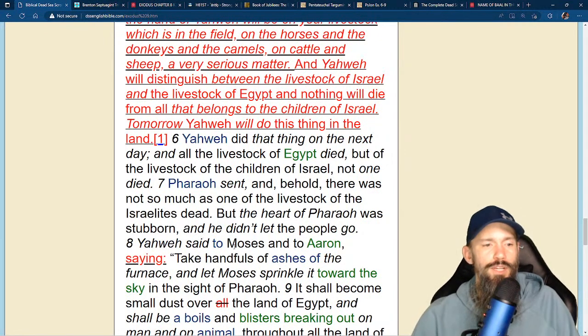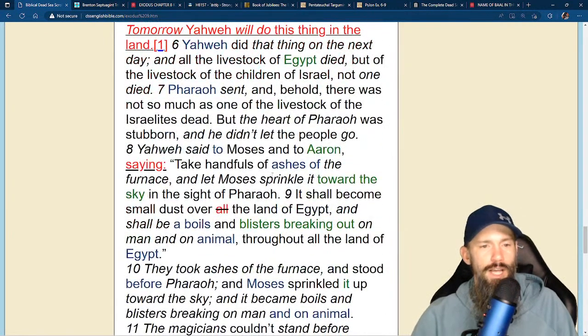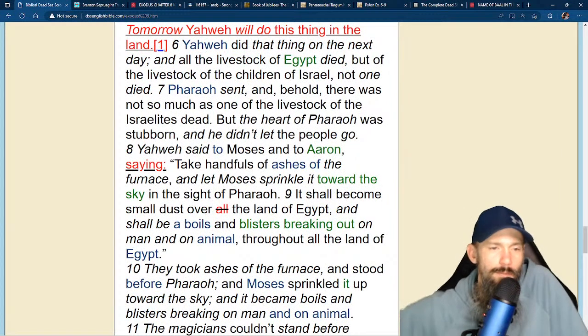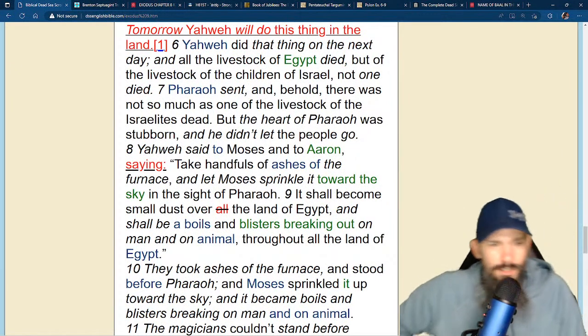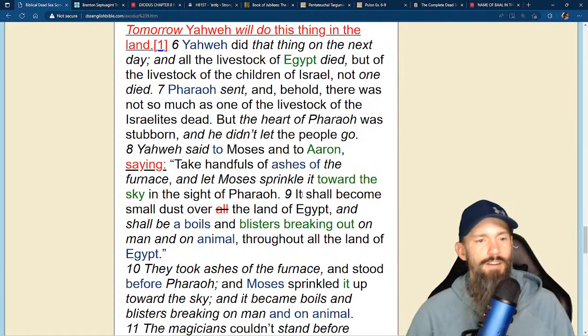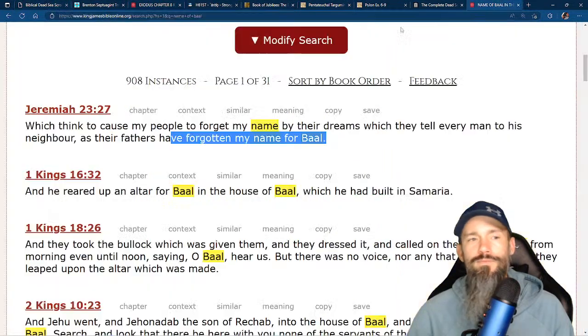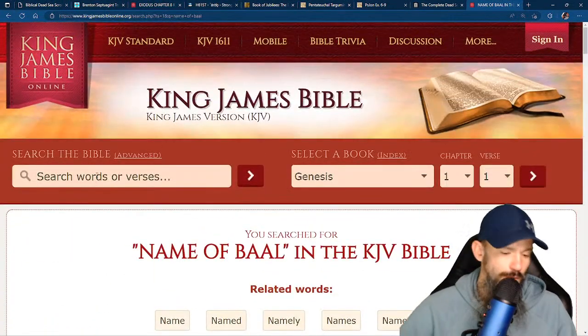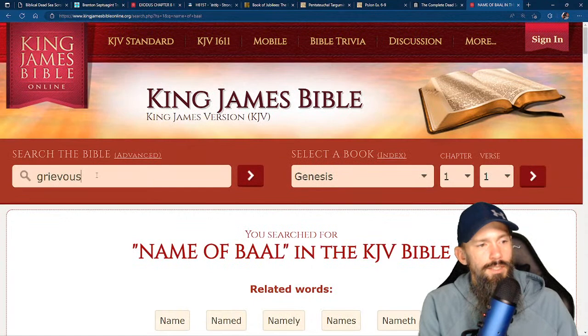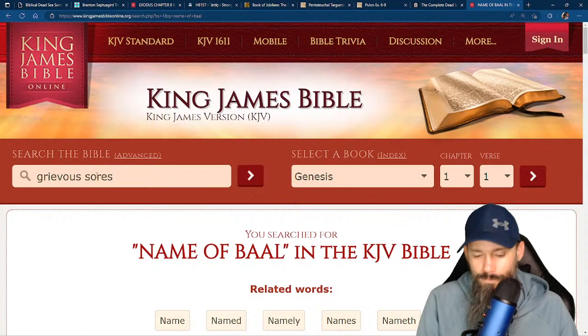Yahuwah said to Moses and to Aaron, saying, take handfuls of ashes of the furnace, and let Moses sprinkle it toward the sky in the sight of Pharaoh, and it shall become small dust over all the land of Egypt, and shall be boils and blisters breaking out on man and on animal throughout all the land of Egypt. Grievous sores. He's going to do it again.